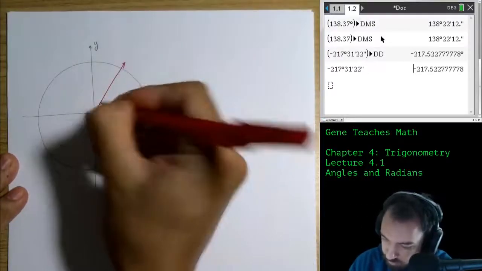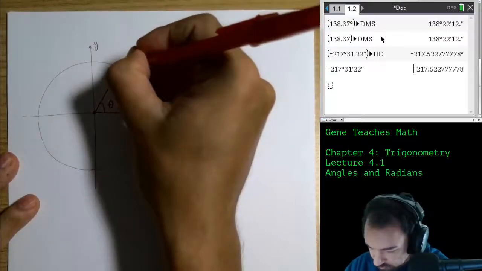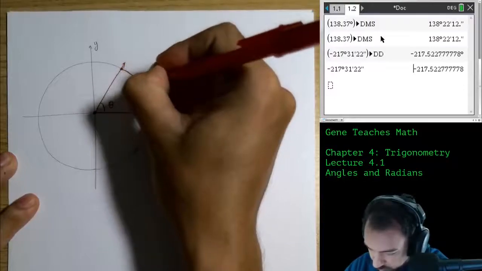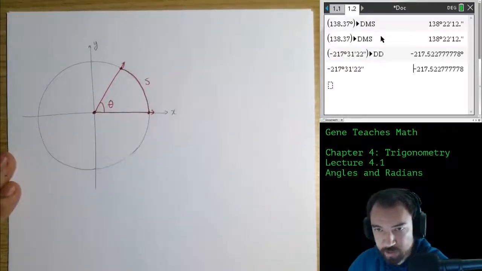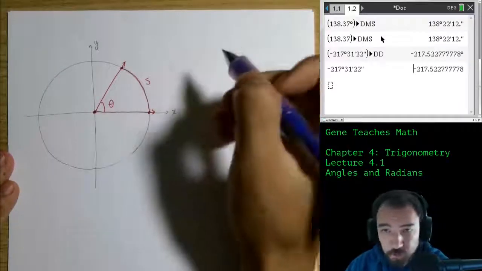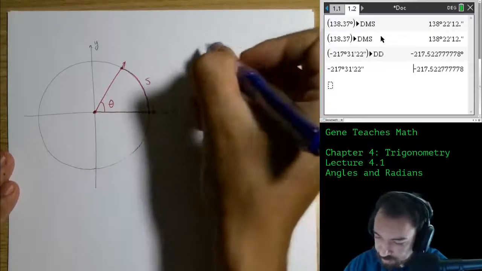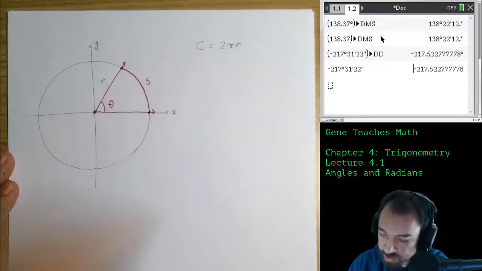And so we have an angle measure of theta. And what we also want to label is this thing called the arc length, which is the curved segment that's a portion of the circumference. And obviously, because arc length starts with an S, we label it S. Well, circumference is 2 pi times the radius of the circle. So in this case, that would be r.